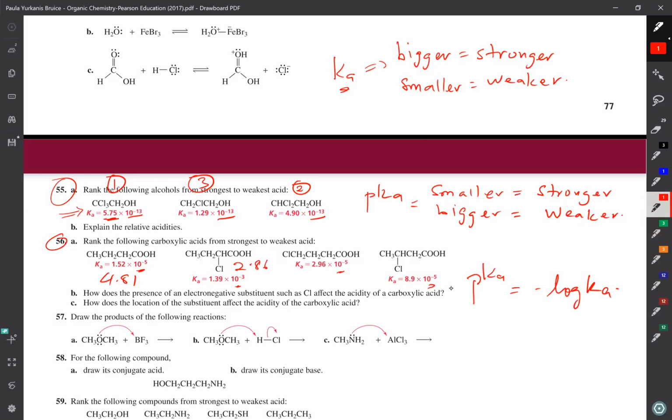For the third one, I got 4.52 or 4.53. The last one, I got 4.05. You said the last one, what is the last one? 4.05. Now, you guys go ahead and rank them based on those pKa values. Go ahead and do that.